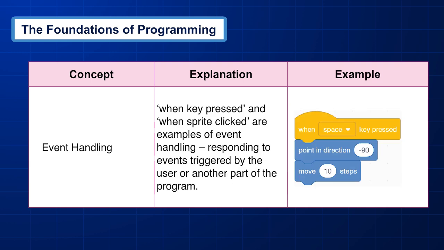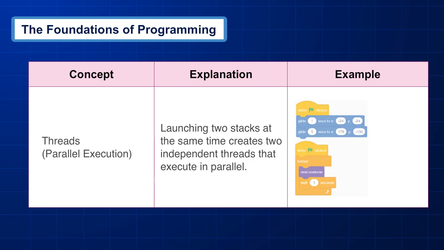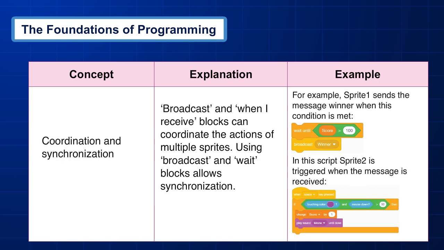Event handling. When key pressed and when sprite clicked are examples of event handling, responding to events triggered by the user or another part of the program. When space key pressed, point in direction -90, move 10 steps. Threads, parallel execution. Launching 2 stacks at the same time creates 2 independent threads that execute in parallel.